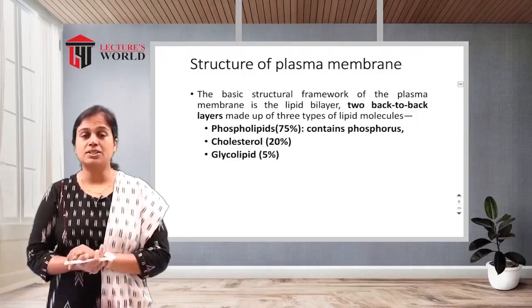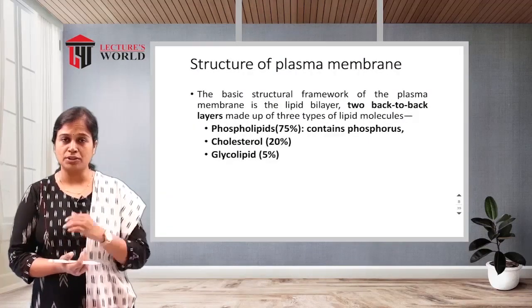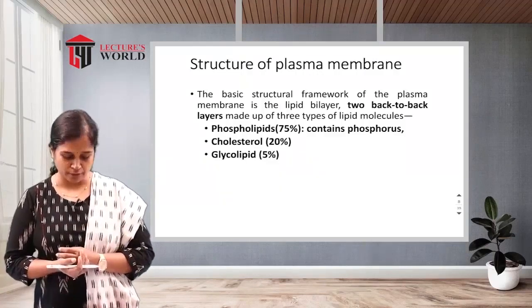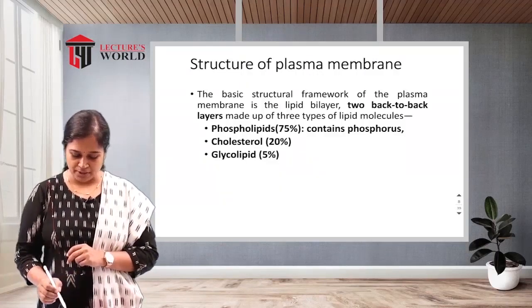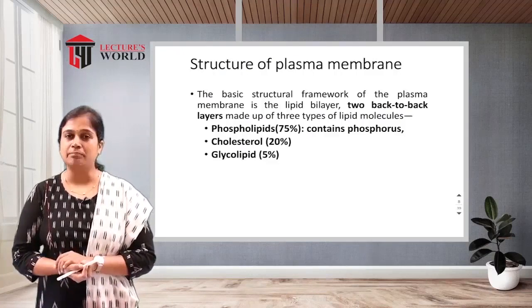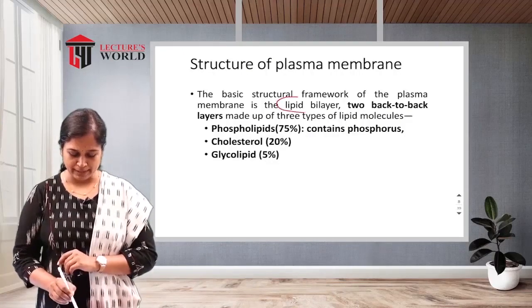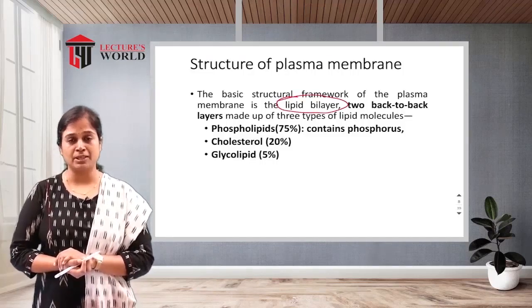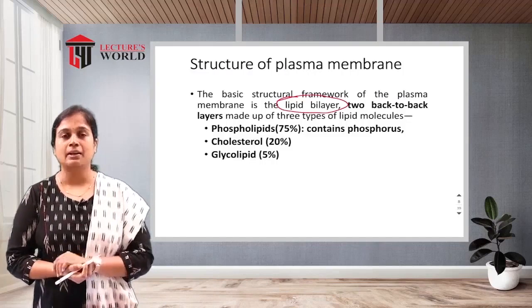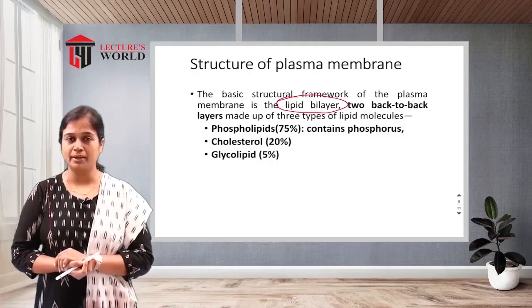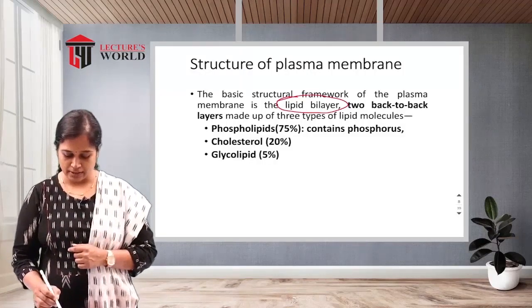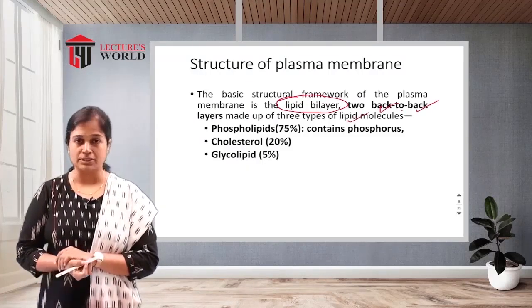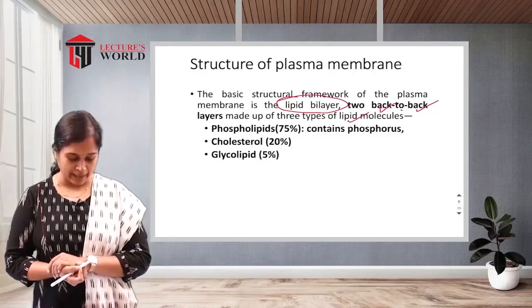So we will see the structure of plasma membrane. We saw the composition of plasma membrane. Now we will learn about the structure of plasma membrane. The basic structural framework of the plasma membrane is the lipid bilayer. So whenever we say plasma membrane, we must have that concept of the lipid bilayer. Why is it called lipid bilayer? Because there are back to back two layers of lipid molecules. So that's why it is called a lipid bilayer.